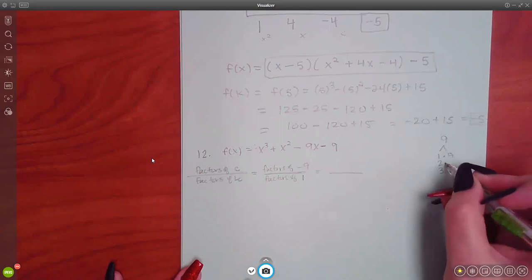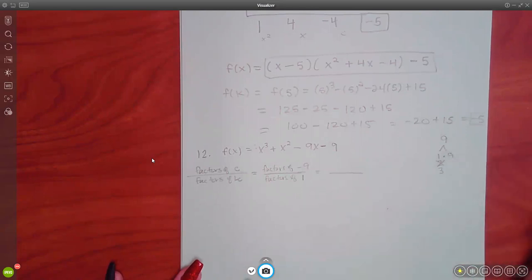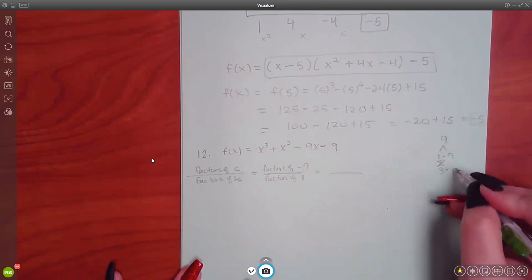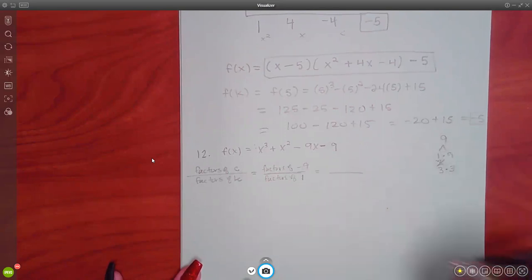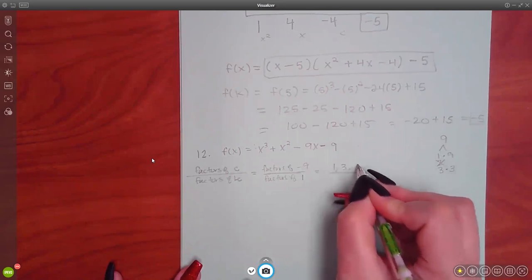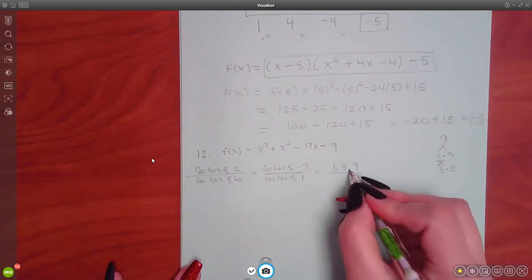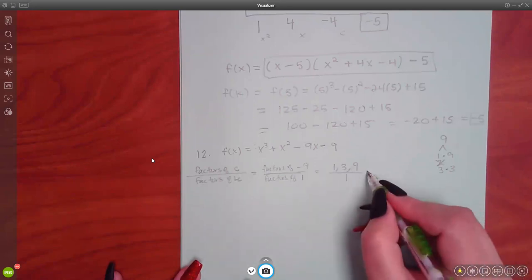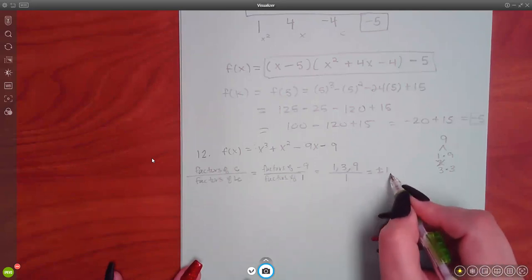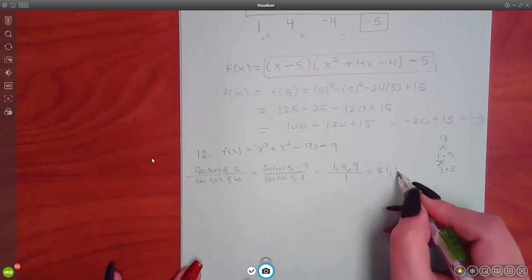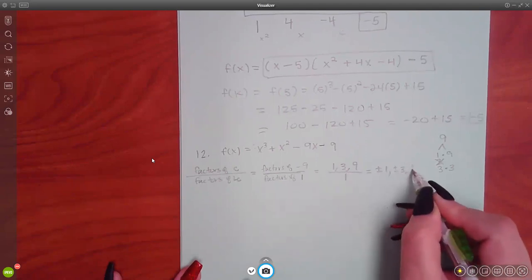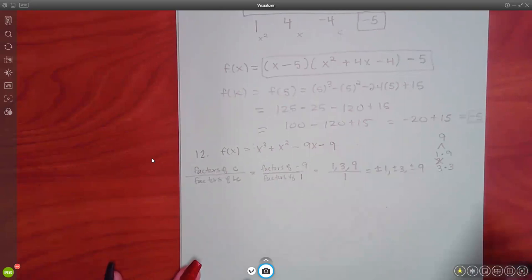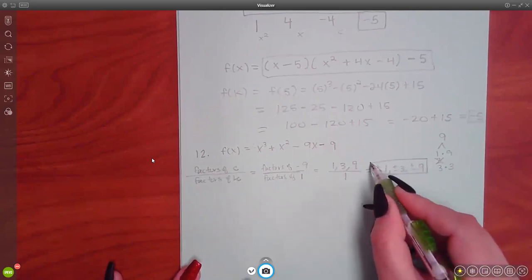1 times 9 is 9. 9 divided by 2 is a decimal, so that's not going to work. And 9 divided by 3 is 3, right? So we get 1, 3, and 9. What about the factors of 1? It's just 1. So I get plus or minus 1 over 1, 3 over 1 is 3, and then 9 over 1 is just 9. So this is what they want in that first box.